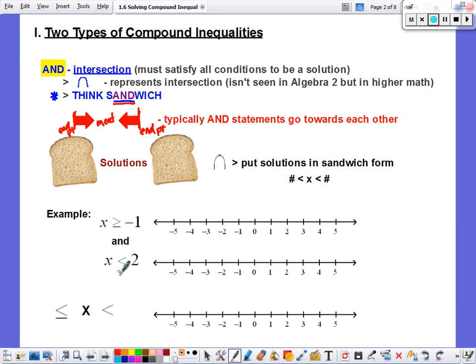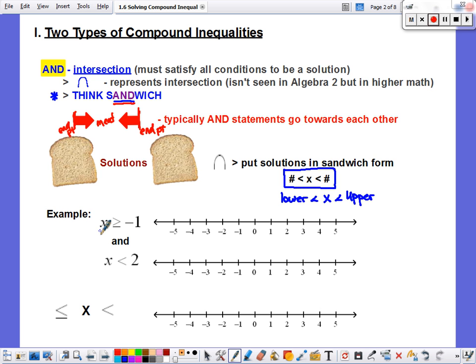Now, when you put your answers in an and form, we want to put it in a sandwich form. So this right here is very important. This is how you would put your solutions for and statements when you get the typical type. You have your lower bound, or your lower number, the smaller of the two, and then whether it's less than or equal to or just less than, and then your upper value. Upper bound is what we have there.